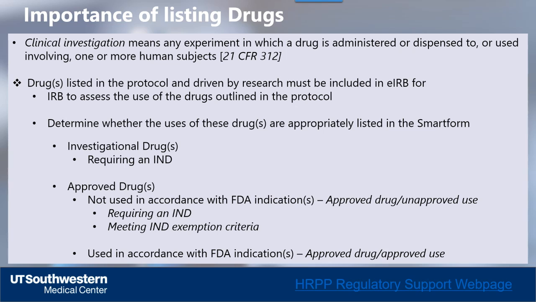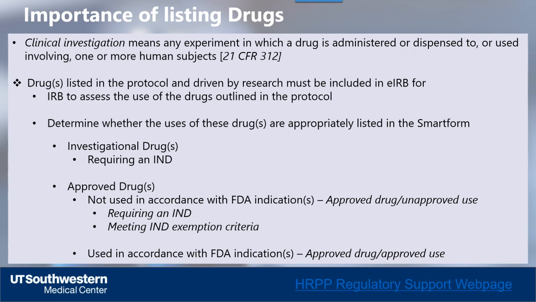Excuse me. So it's important that our SMART form appropriately and accurately lists all FDA-regulated drugs or devices that are included in a protocol and being studied, or sorry, that are protocol-driven. This is because our EIRB is our official record. Our official record must identify and list all drugs and devices, or anything that's FDA-regulated, appropriately.